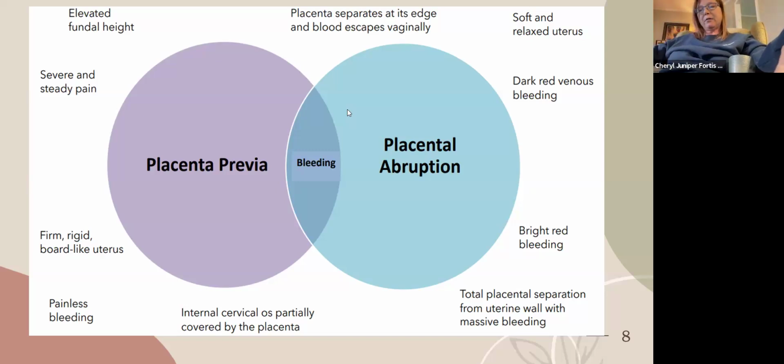So basically, am I right? The placenta is trying to come before the baby. Yes, the placenta lies down over the cervix.